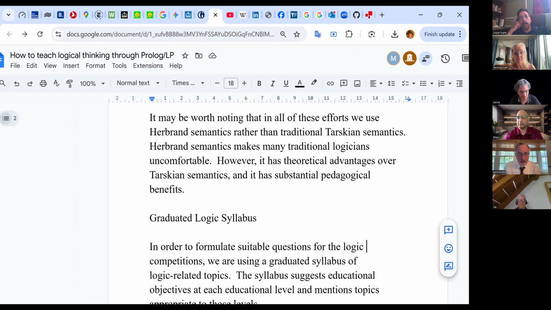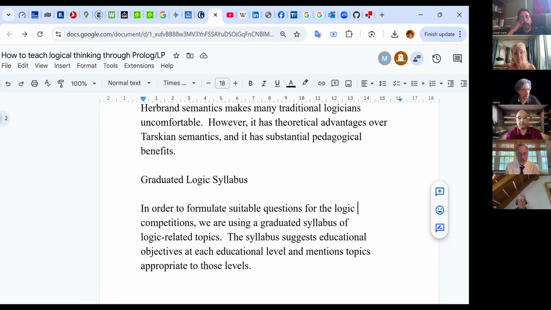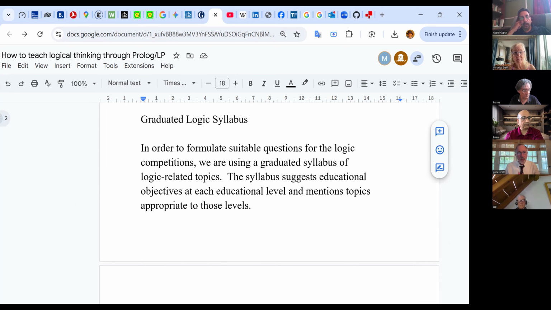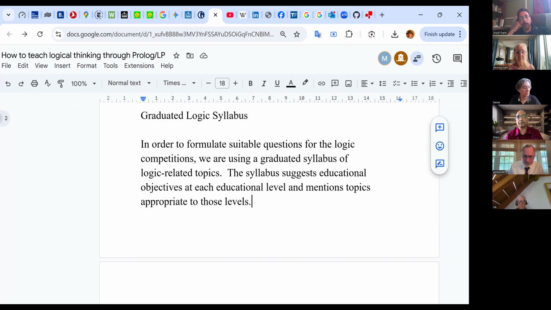Okay, so having said that, what I want to spend my time really talking about is these logic competitions. What we've had to do in order to make those competitions go forward is to produce a graduated syllabus of what each student at each level should know, and then what we have to teach in order for them to know those things. So I wanted to tell you what we're working with right now and get your feedback, not necessarily today, but at any time, on this syllabus. This is the one that's organizing the design of these three levels of competition.